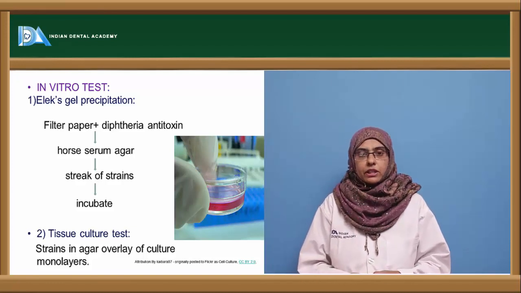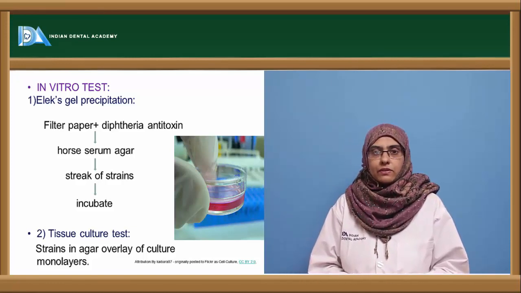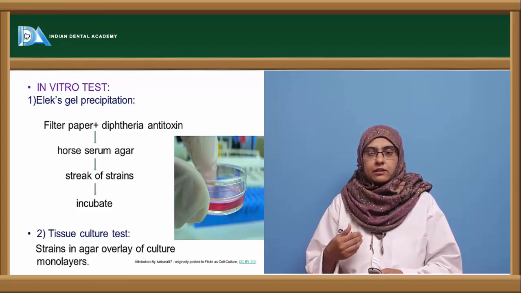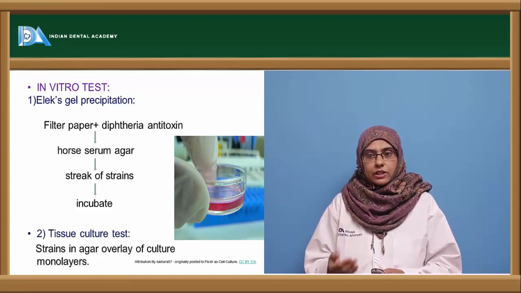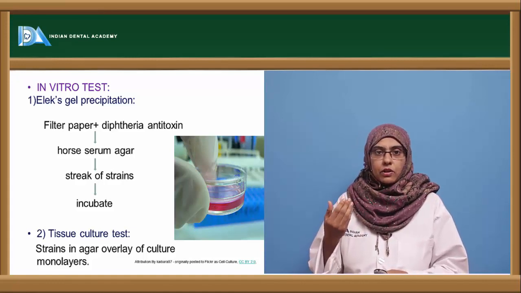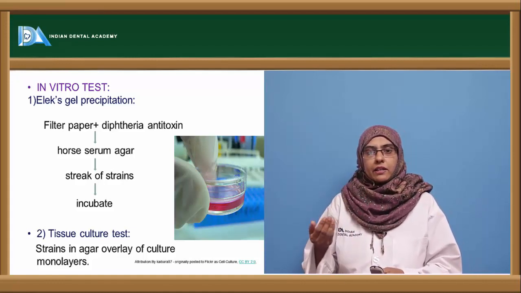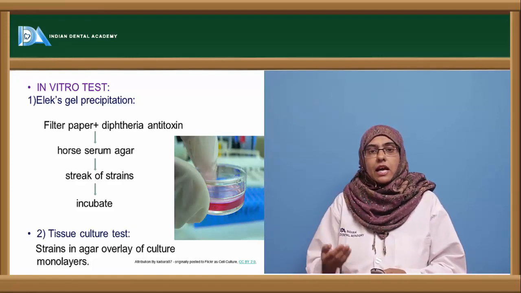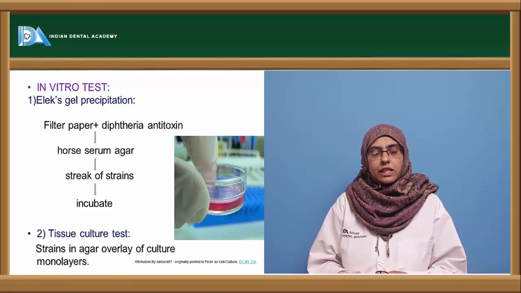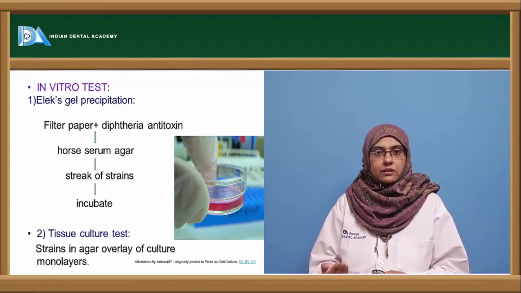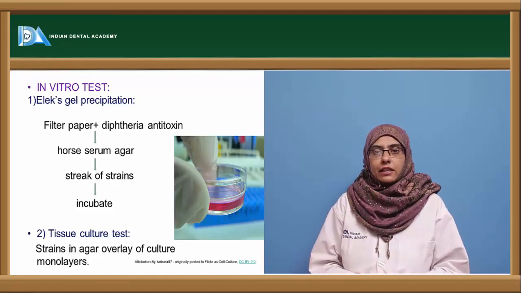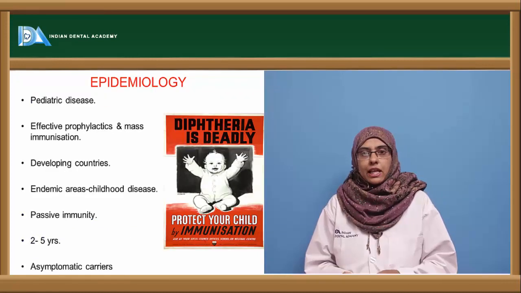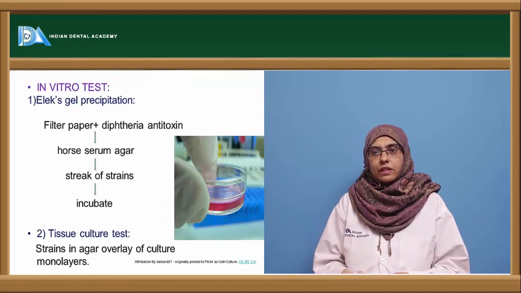Apart from that, you can go with the tissue culture techniques, where monolayers of cells are used. Strains are inoculated onto the plate having the monolayers of cells. Now, if the organism is toxinogenic in nature, it releases the toxin and can kill the tissue cells that are present in the tissue culture. So the lysis of the cells indicates a positive reaction.